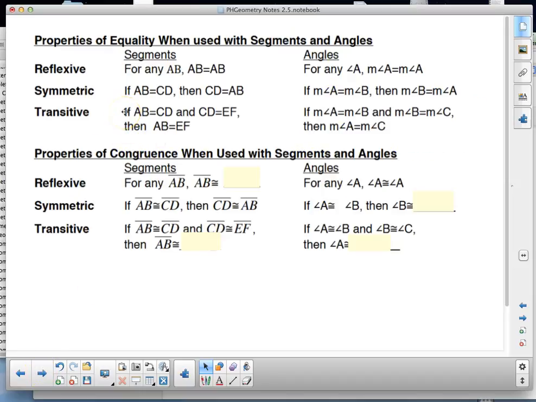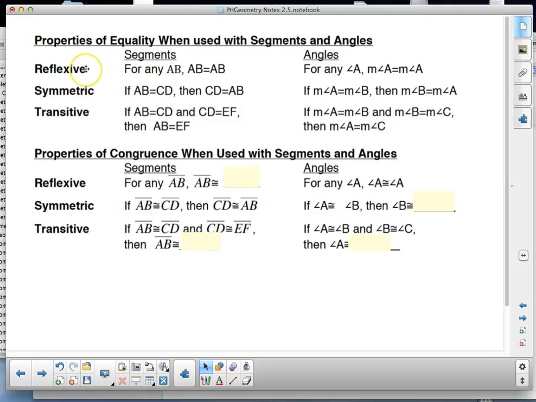Now we're looking at properties of equality when used with segments and angles. So I've got segments and angles with both equality and congruence. Please make the changes on your notes. There are some discrepancies in your notes that have to change. On this second part, you need these bars over the top here. They're not in your notes. Please put them there.